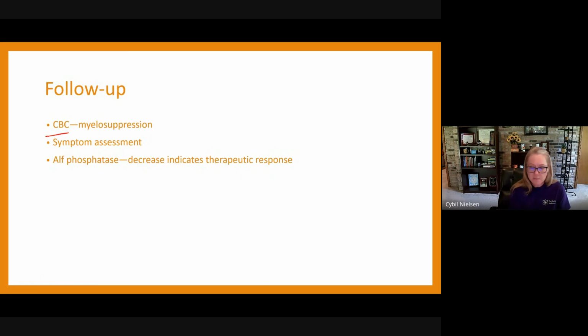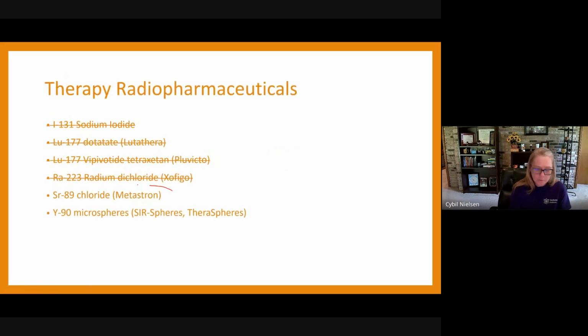Follow-up, CBC, looking to see if those blood counts have gone down. Symptom assessment, this should say ALK-Phos. Basically looking to see if the symptoms are going away, the pain. And then the ALK-Phos, you can take that value, and if it decreases, that means that there has been a therapeutic response. All right, 2 more.